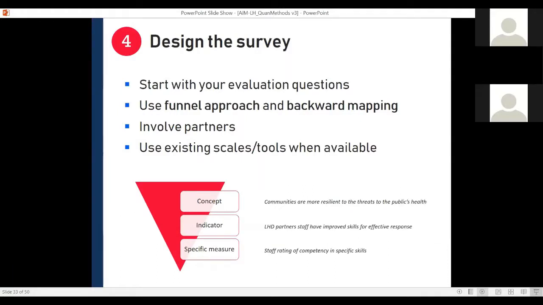So now you've kind of decided on the survey. You've decided what kind of survey you're gonna do. Now you really want to think about what's going to go in your survey. So the first thing you really want to do is go back to your evaluation questions. That's where you start. You want to narrow down to your key indicators. A lot of people use this funnel approach. So you take a broad concept, you narrow down all the way to the exact survey question. How are you going to measure that indicator?